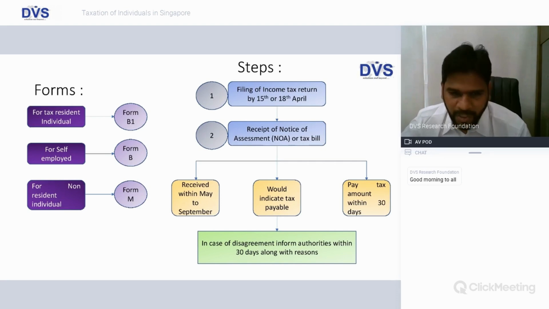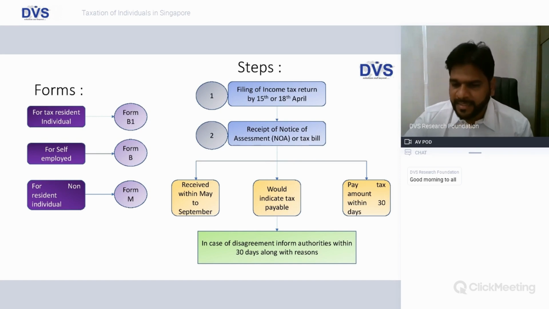So leaving aside the month of April, from May onwards up to September, every assessee would get either in his tax portal or by a letter from IRAS to his registered address, the amount of tax that he would be needing to pay for the previous completed tax year in the current year. And from the date of the letter or from the date of the announcement of the tax amount, the tax has to be paid within 30 days.